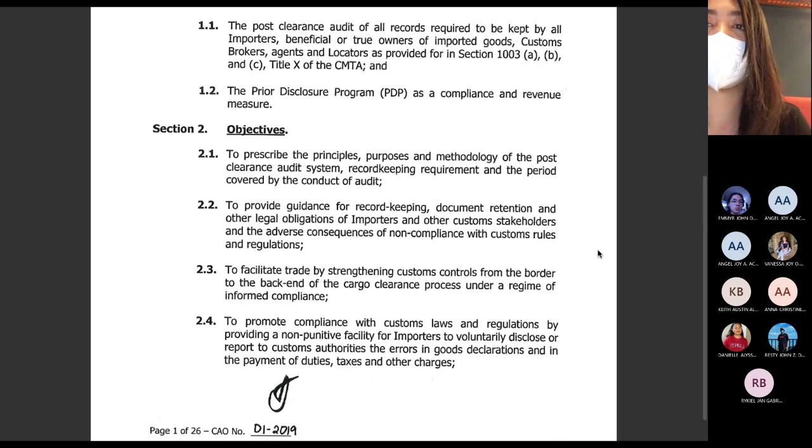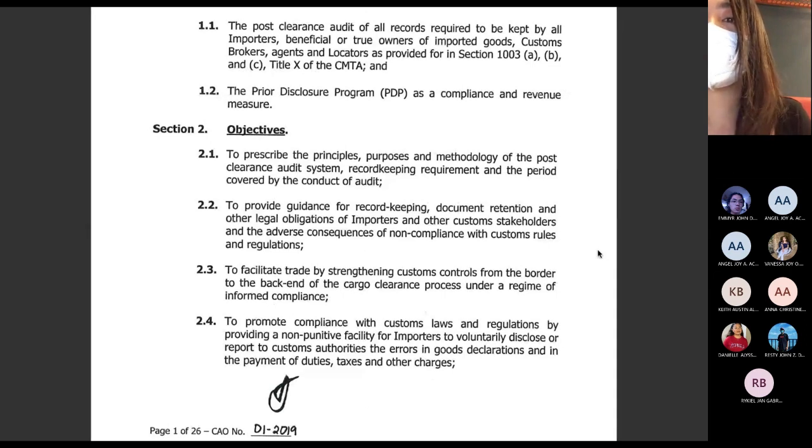Section 2. Objectives. First, to prescribe the principles, purposes, and methodology of the post-clearance audit system, record-keeping requirement, and the period covered by the conduct of audit. Second, to provide guidance for record-keeping, document retention, and other legal obligations of importers and other customs stakeholders and the adverse consequences of non-compliance with customs rules and regulations.